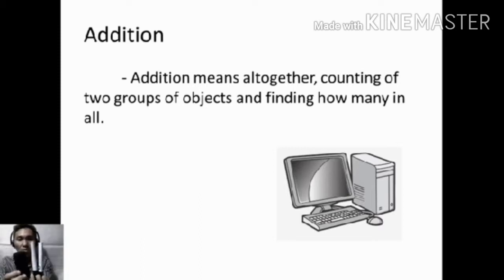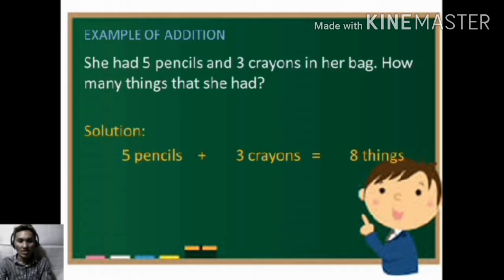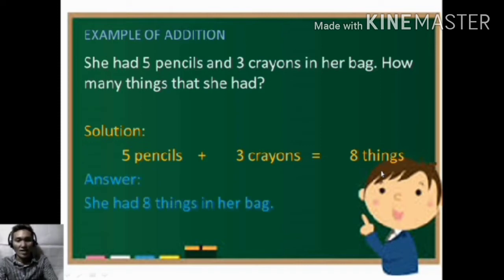So when you combine these two groups, that is the concept of addition. Example of addition: She had 5 pencils and 3 crayons in her bag. How many things did she have? So we have the given, then the solution. 5 pencils plus 3 crayons, we have 8 things because pencils and crayons are called things. Since this is a word problem of addition, we have to write a conclusion. How many things did she have? So she had 8 things in her bag.